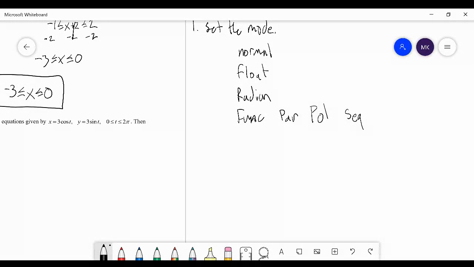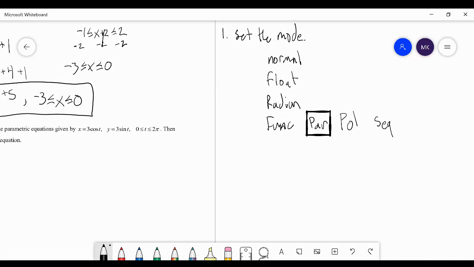So what we need to do is, because we're dealing with parametric equations, you need to have this highlighted. Once you do that, you could quit, and go to the y equals. Once you do that, step 2, go to y equals.